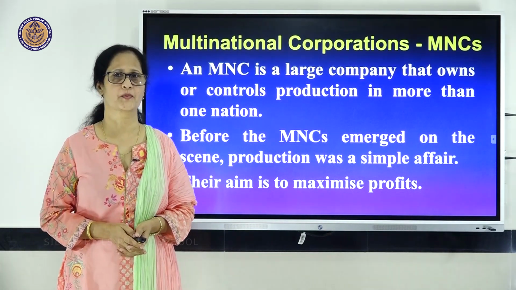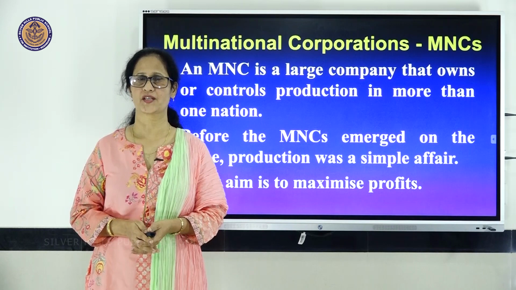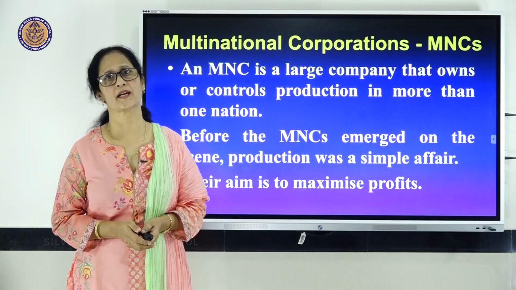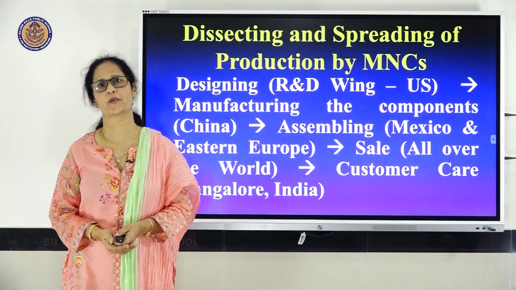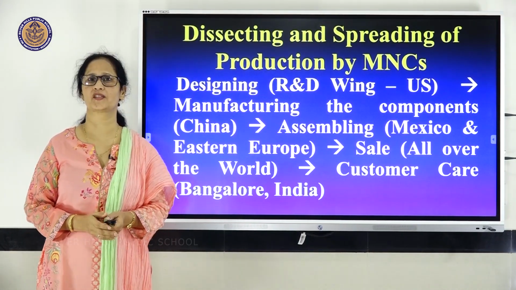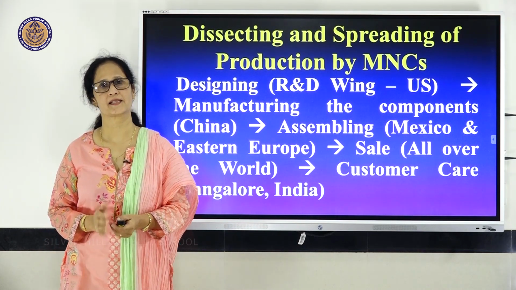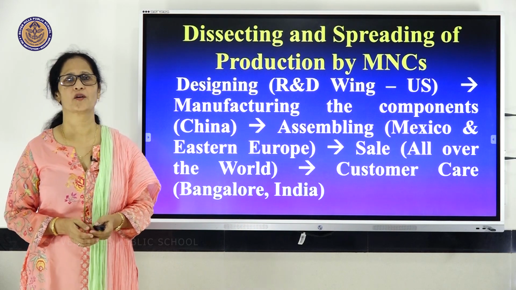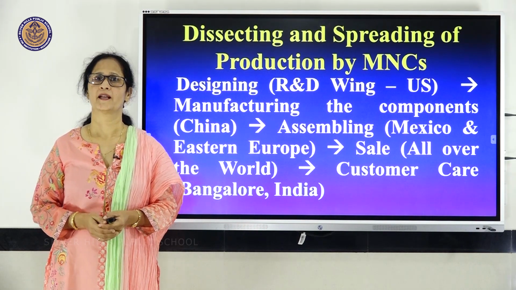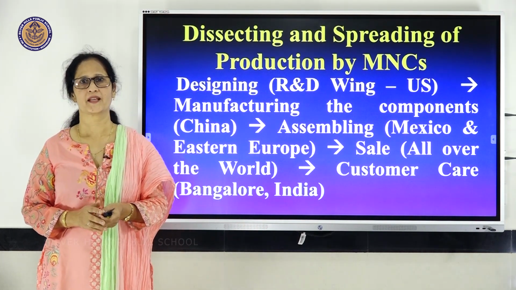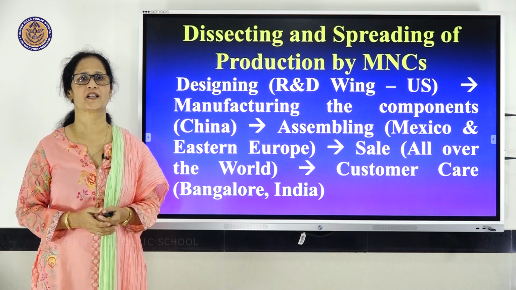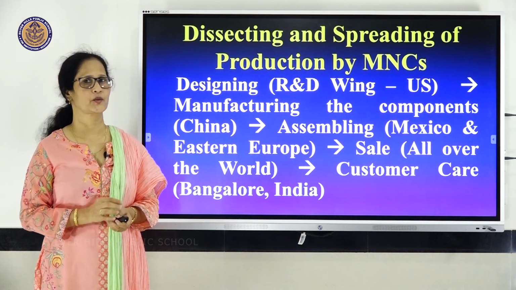And to maximize the profits, the multinational corporations dissect the production process and spread it across many different countries. To understand this production process, we look at an example, dissection or spreading of production by MNCs. Consider an MNC, a US based automobile company. They want to launch a new model of a car. The first process in the production is designing of the product, and the designing takes place in the research and development wing of the company in the US.